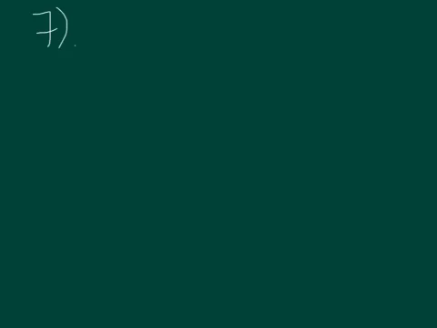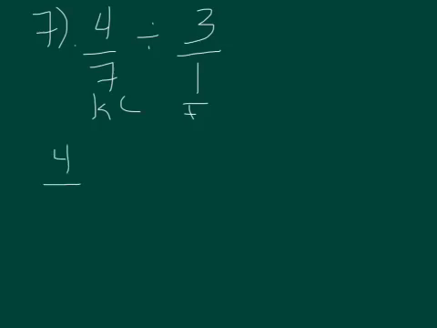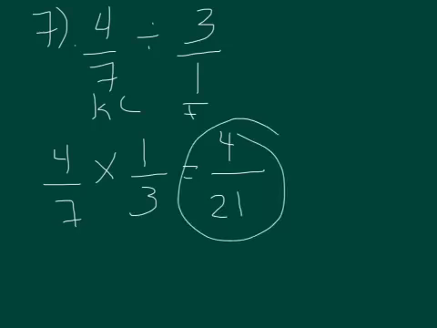On number 7, we got 4/7 divided by 3. Once again, I'm going to do my KCF, but first I'm going to put a 1 under this whole number, and now I can do my KCF method. I'm going to keep my first fraction of 4/7, change that division to multiplying, and flip my second fraction. Now 4 times 1 is 4, and 7 times 3 is 21, and I am done.